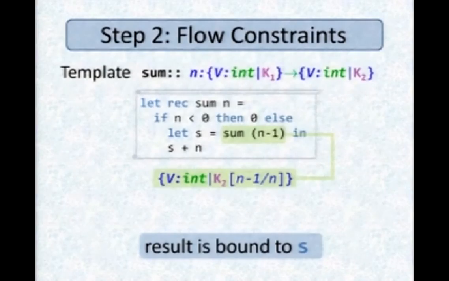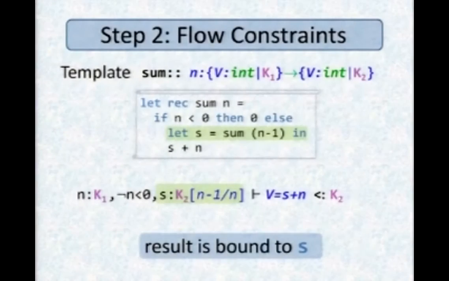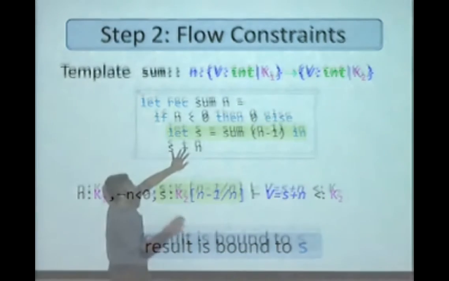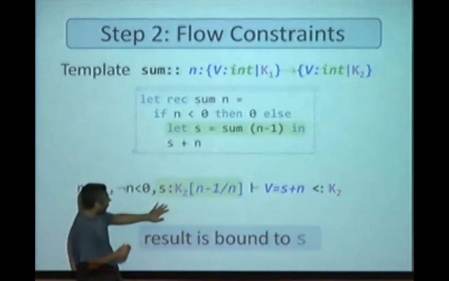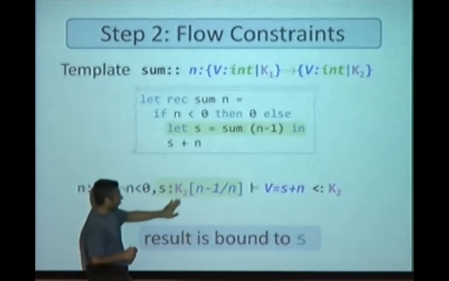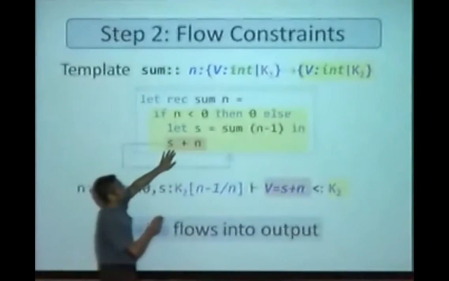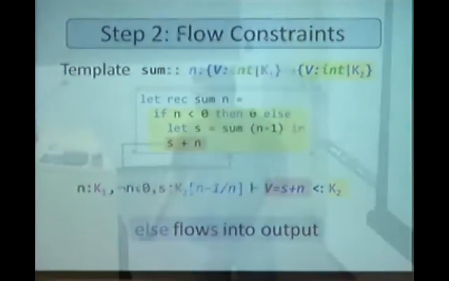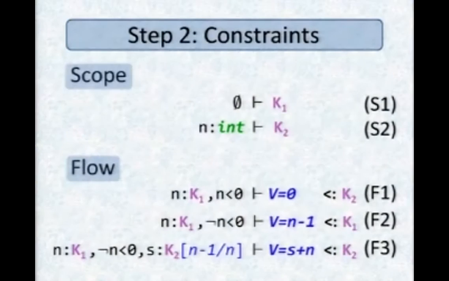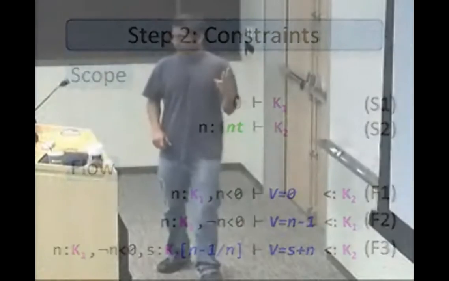It's stored inside S. And so now we're going to evaluate this expression. This is the value of the whole else expression, S plus n, in an environment where S is known to have the type k2 with n substituted with n minus 1. So in this environment, the value S plus n is a subtype of the output, k2. This whole else expression flows into the output. Okay, so far so good. So three value flow constraints, two scoping constraints. These are all the constraints for this function.